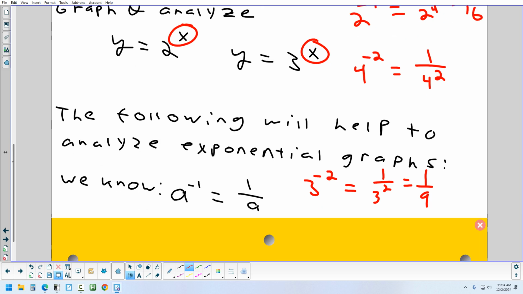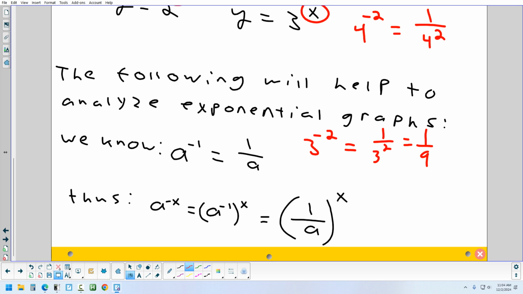So we can use that to help us fix something like this. If you have something that has a negative in the exponent, to get rid of it, take your base and flip it. So instead of a 3, make it a 1 over 3. Instead of a 4, make it a 1 over 4. And once you flip your base, then your exponent becomes positive.